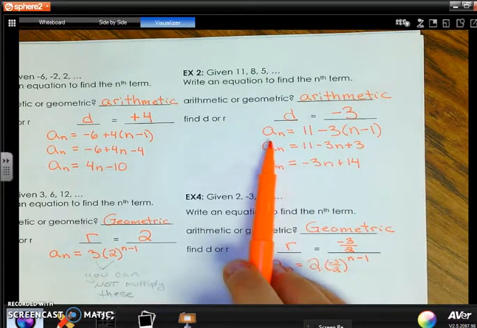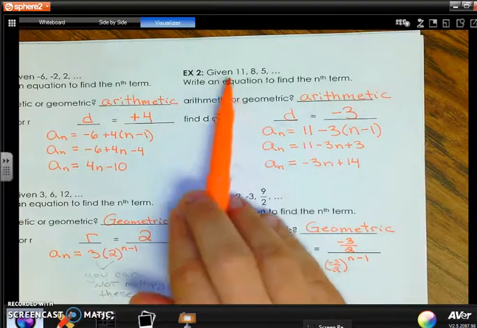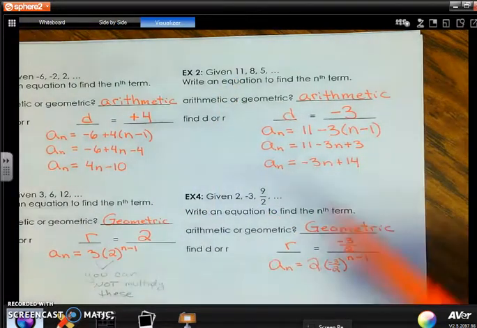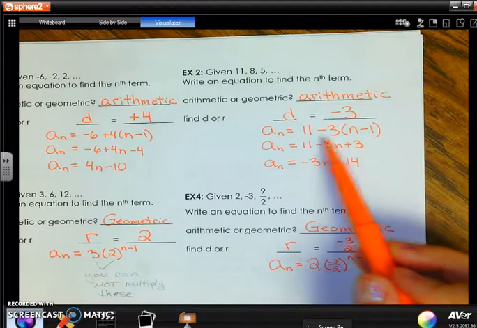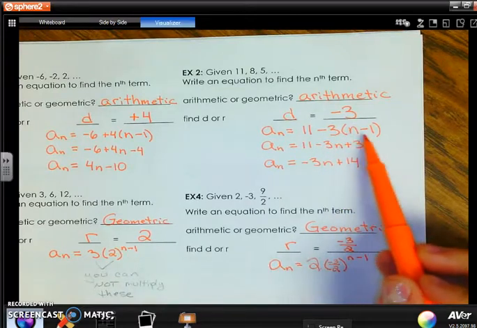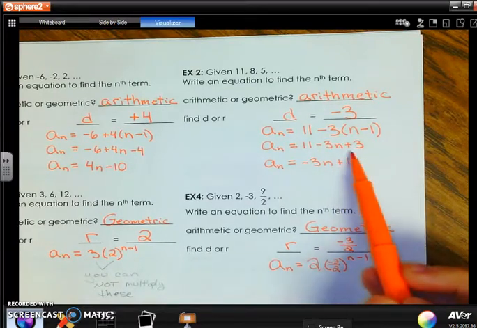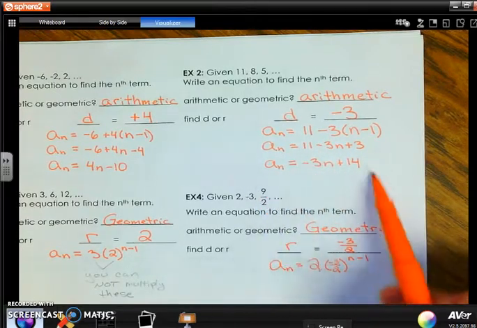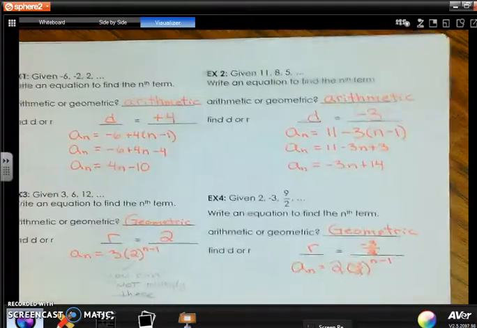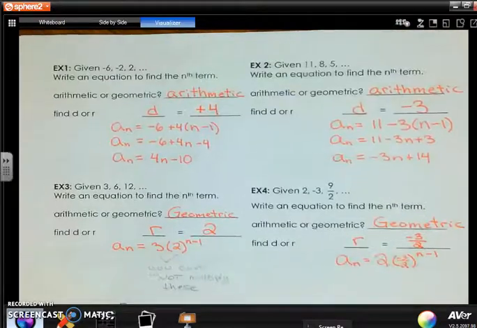It says a sub n. To find any term, you take the first term. A sub 1, in this case, happens to be 11. And then my common difference is minus 3 there, and parentheses n minus 1. So you distribute the negative 3, and then combine like terms, and that gives you this equation. Okay? So we'll just take a pause there to make sure you've got all that down.